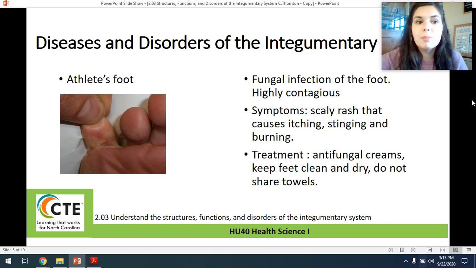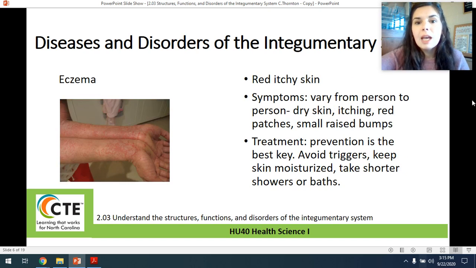So sometimes it's recommended that wearing lighter colored socks when you're trying to recover from athlete's foot is a good idea. Next, we have eczema. Some of you may have experience with eczema. This is another really common disorder of the skin, and it leads to just red, itchy skin or patches of skin. Symptoms vary really from person to person, and it can include anything from dry skin to really bad itching, red patches, or even small little raised bumps on the skin.